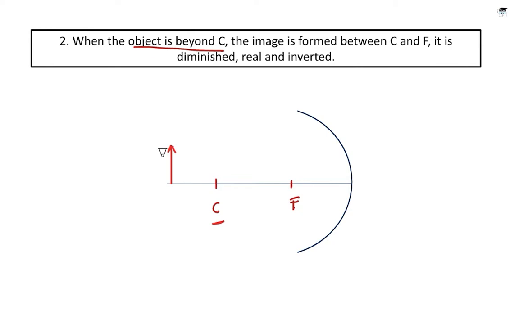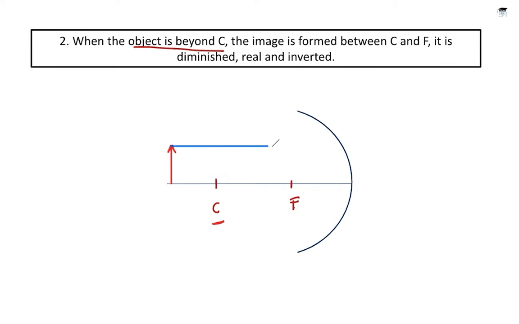Now what's the next step? The next step is you have to choose two rays that are coming out from the top of this object. Two rays, any two cases out of the four cases we just did. Okay, so the first case that I am going to choose is the ray of light which is parallel to the principal axis. So let's just draw it.